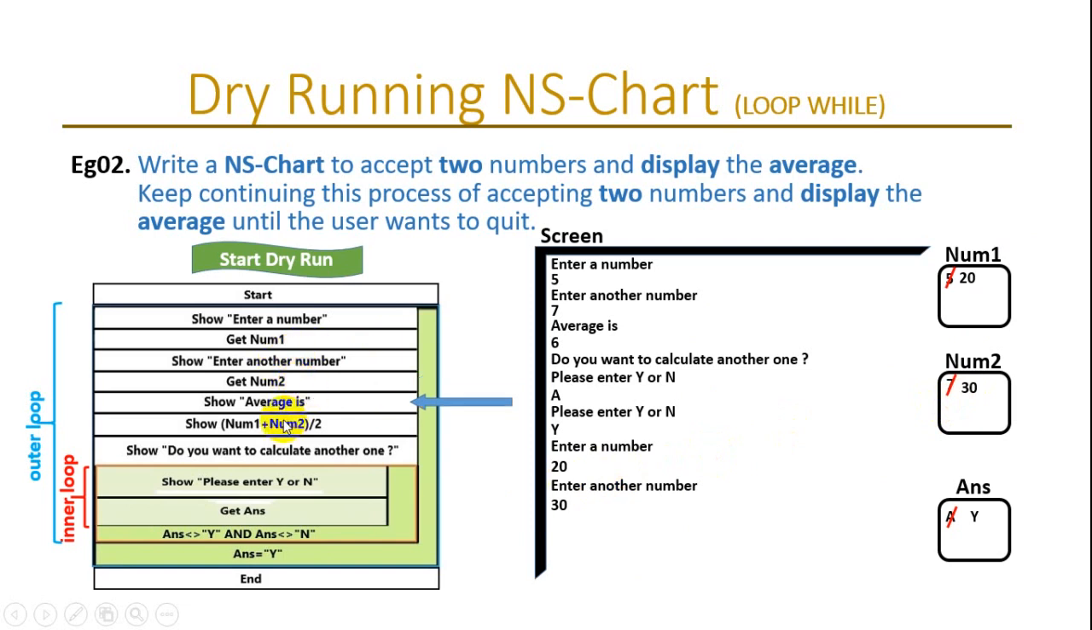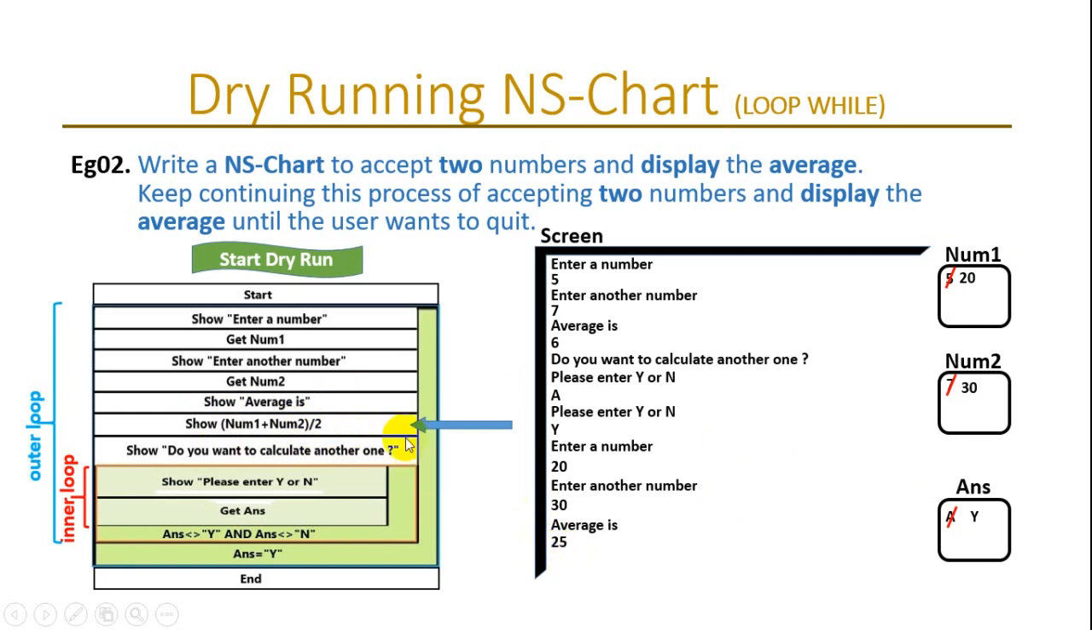Then you go to this line, average is shown, so it prints that. Then go to the next line, show num1 plus num2. So num1 plus num2 is 20 plus 30 this time, which is 50. 50 divided by 2 is 25. So this expression evaluates to 25, and 25 will be shown as the average.